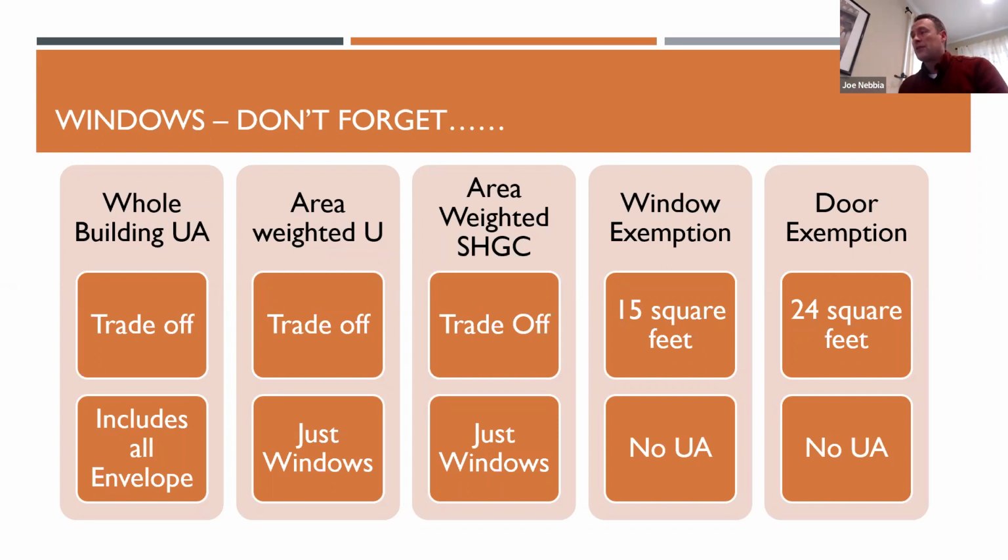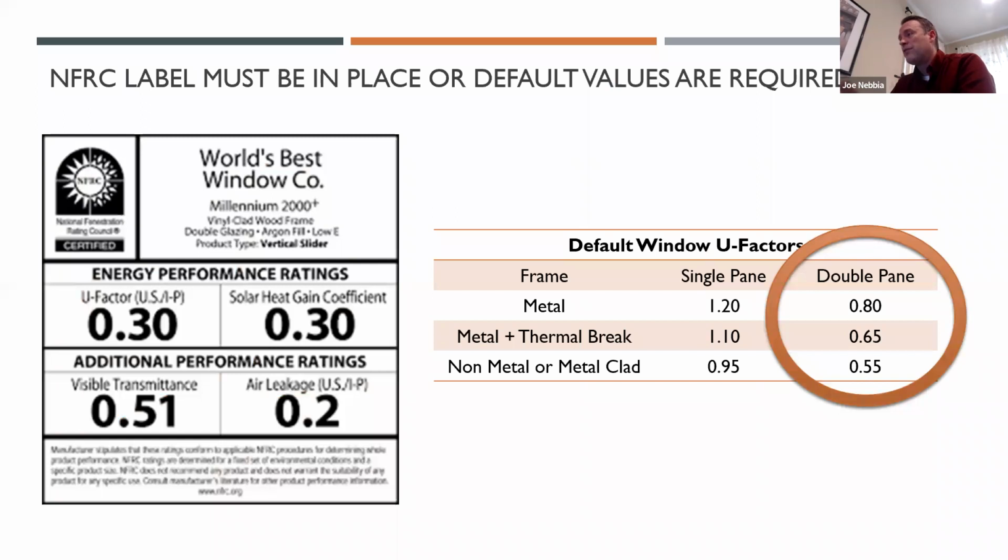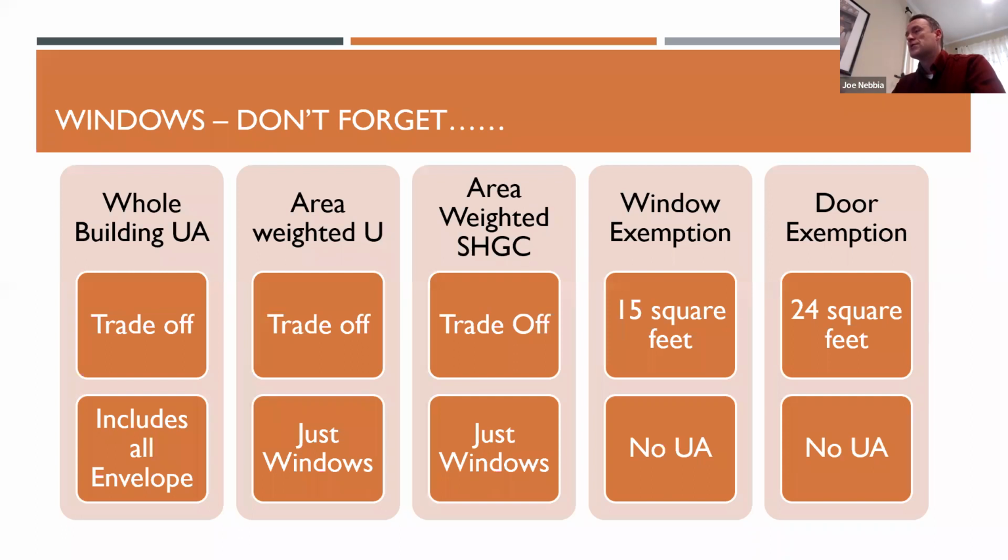A couple things to remember though, there is some flexibility even in the prescriptive path. I'm going to talk more about the whole building UA, but in that case, you can use added insulation to trade off against windows. That's possible. You can also do an area weighted U value. So let's say you do have this window and it's a 0.55, but all the rest of your windows have stickers on them and they're all better than code. Well, you can do an area weighted average of your U value and still comply using the prescriptive tables. You can also do that with an area weighted average with solar heat gain coefficient.